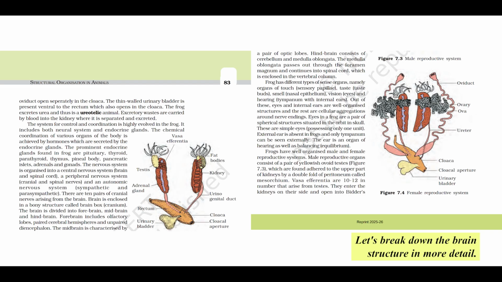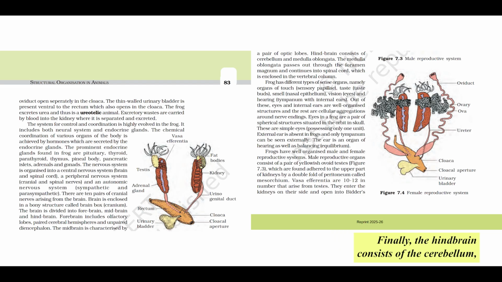Let's break down the brain structure in more detail. It's enclosed within a bony structure called the brain box or cranium. The frog's brain is divided into three primary regions: forebrain, midbrain, and hindbrain. The forebrain is the most anterior part. It includes the olfactory lobes for smell, paired cerebral hemispheres, higher functions, learning, and an unpaired diencephalon, sensory relay, endocrine regulation. Moving back, the midbrain is characterized by a prominent pair of optic lobes, largely involved in processing visual information.